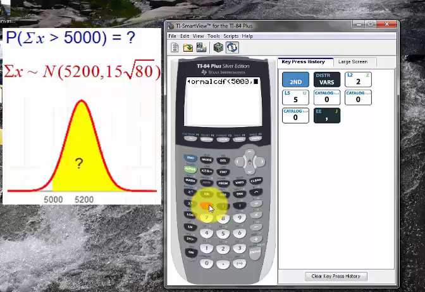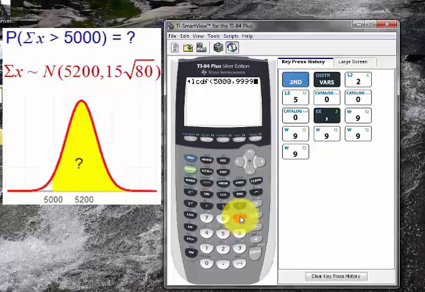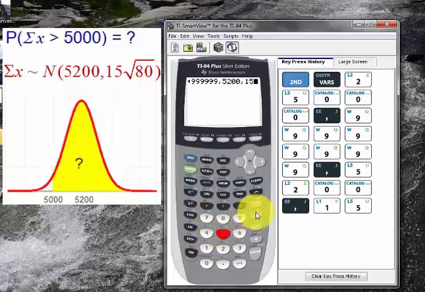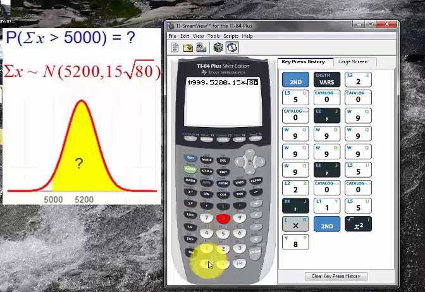Now don't use 999 because we already have big numbers like 5,000. So we need to have a whole lot of 9s, like 9, 9, 9, 9, 9, 9, 9, 9. That'll work. That's much bigger than all the rest. And then comma, and then 5,200, and then comma, and then it was 15 times the square root, so second square root of 80. And I hit enter.